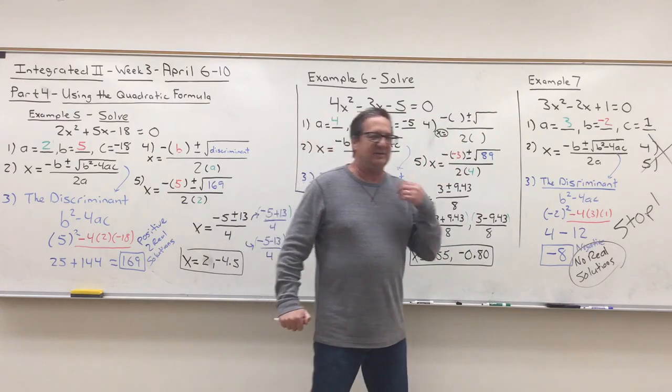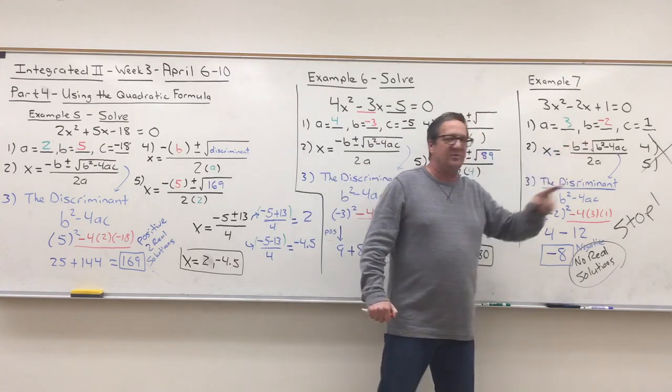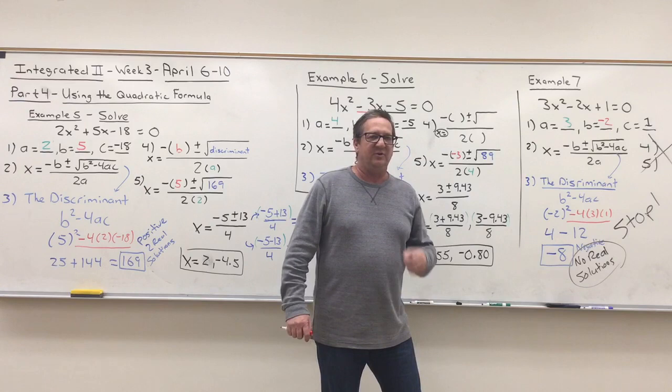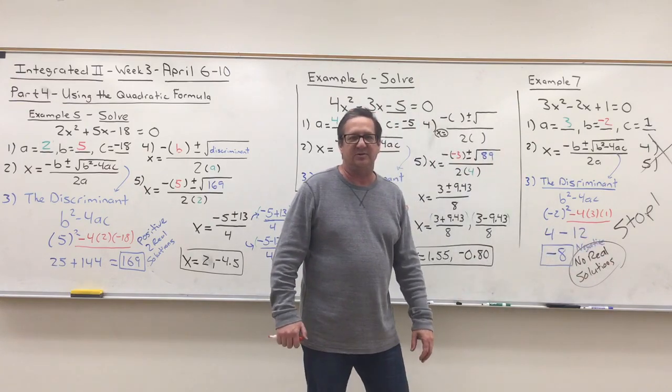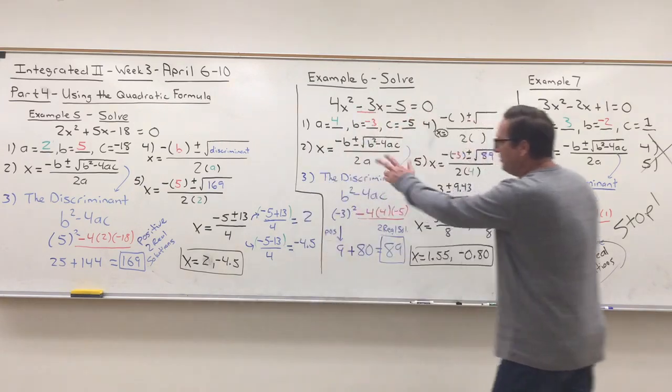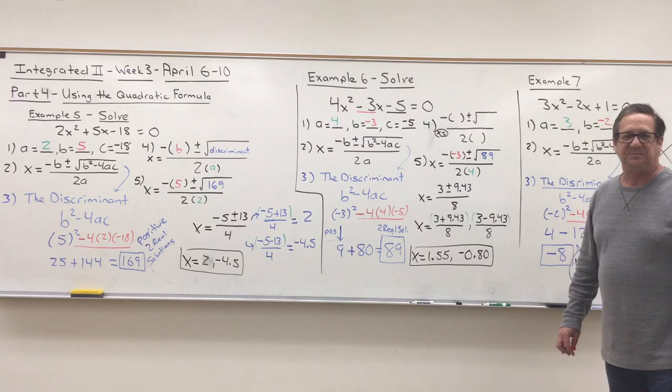So remember back to example 3, if your discriminant is 0, you put it in and you'll get 1 answer. If your discriminant is negative, you're going to stop at step 3 and just write no real solutions. And of course, if your discriminant is positive, you're going to get 2 answers right here.